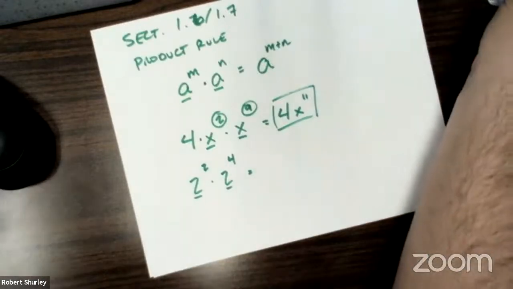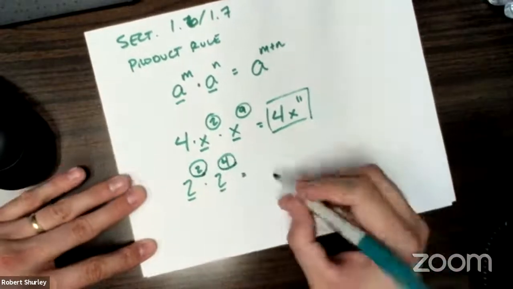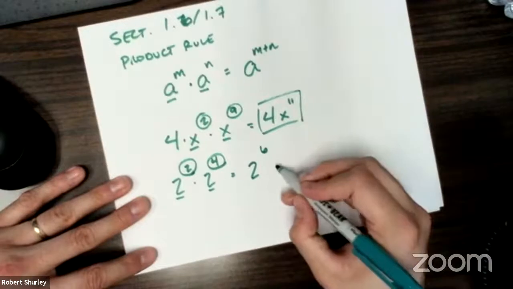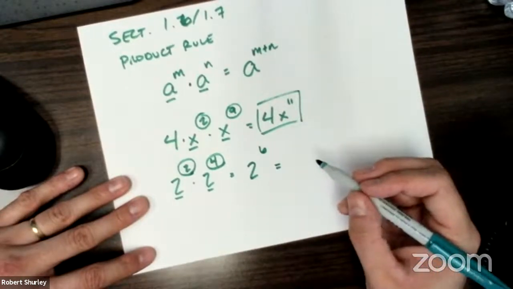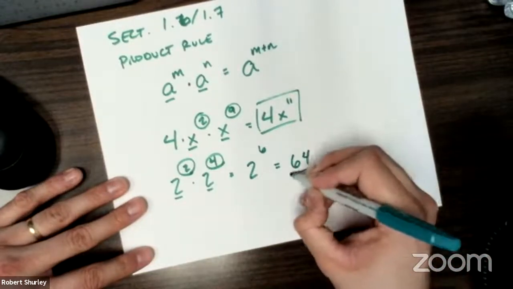So if we have 2 squared times 2 to the 4th, we're just going to add the exponents together. So we get 2 to the 6th. Now 2 to the 6th winds up being, I believe, 64. 2 times 2 is 4, 4 times 4... yeah, 8 times 8. So this winds up being 64.